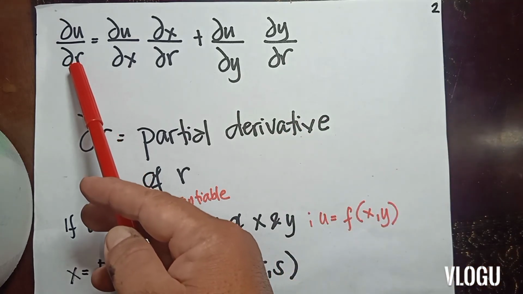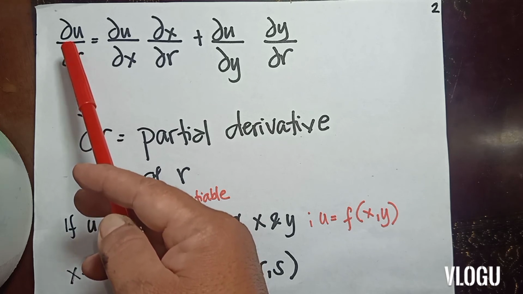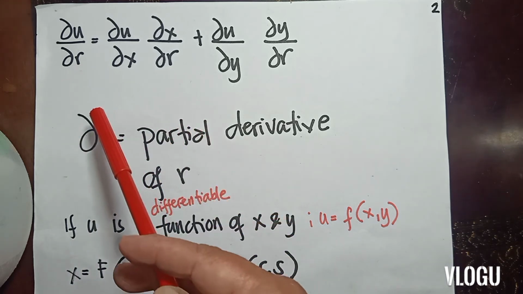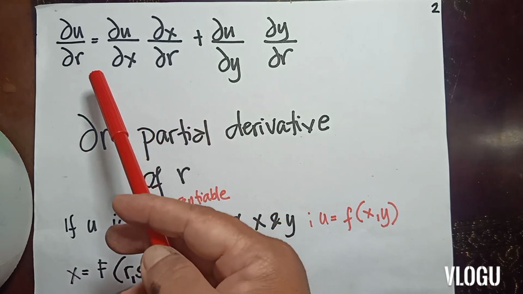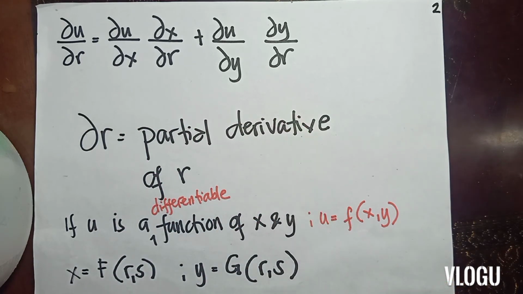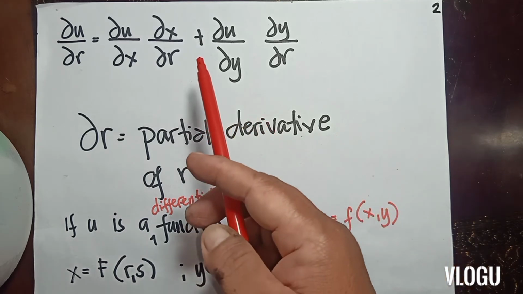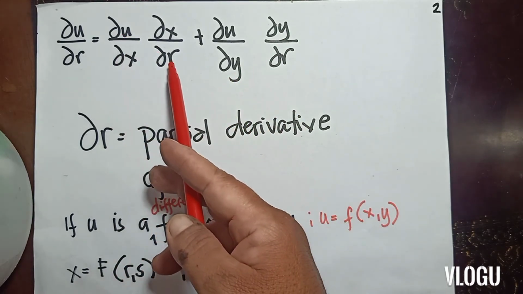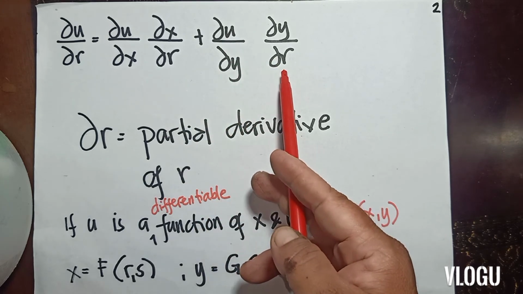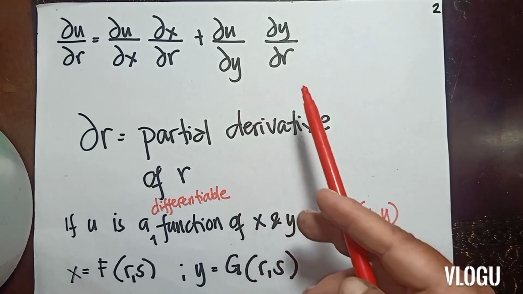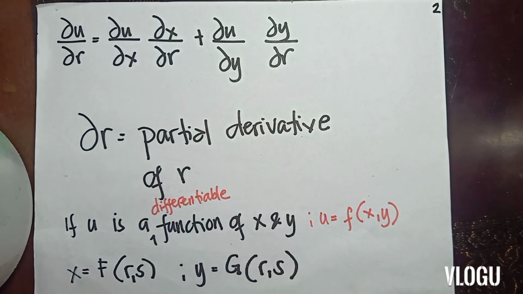If you are going to find the partial derivative of u with respect to r, all you have to do is ask: what are the two variables involved in your equation? For example, that is x and y. So we will have ∂u/∂r, then ∂x, then ∂y, so all partial derivatives.